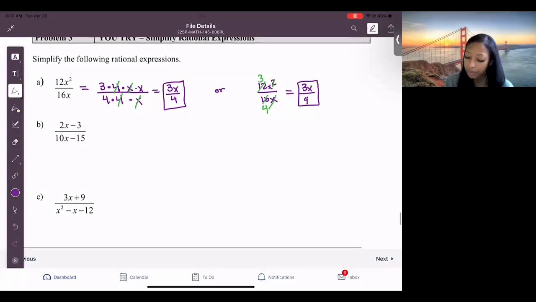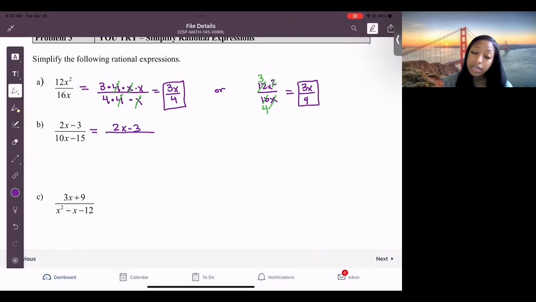All right, then on to B. In part B, our numerator is 2x minus 3. That actually cannot be factored anymore because we can't pull out a common factor from either of those terms. There's nothing to factor. It stays the same, 2x minus 3. But in our denominator, 10x minus 15, we can factor out a 5 from 10x and a 5 from 15. So this would be 5 times 2x minus 3.